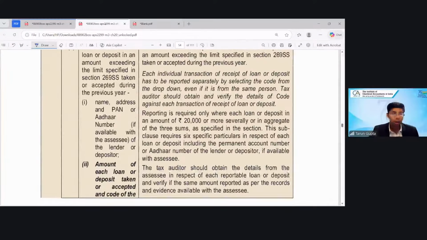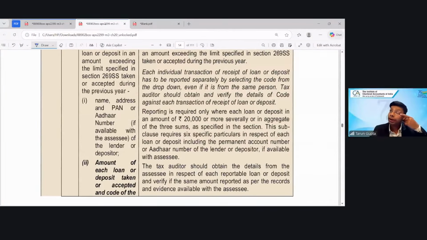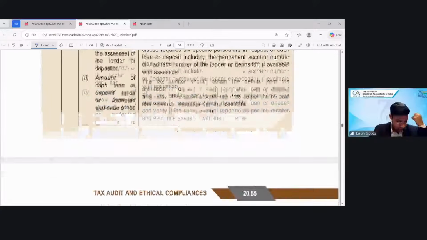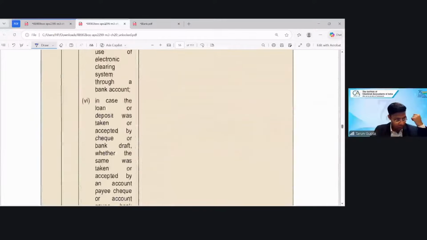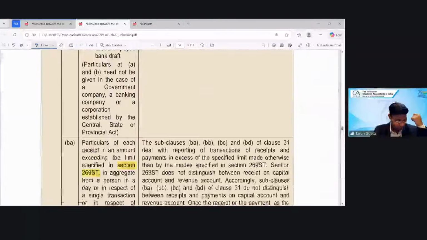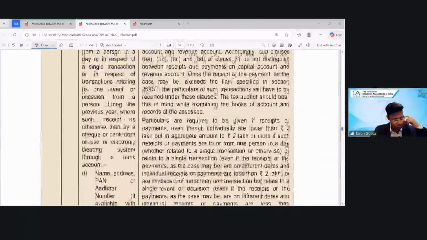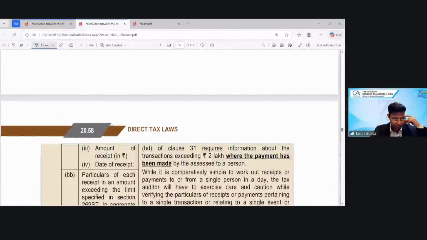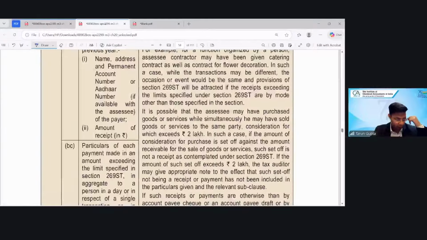Then clause 31 is in respect of cash loan or deposit taken or repaid to sustain SS or ST or only T. Between SS to ST and T, you have to give the details individual loan wise.